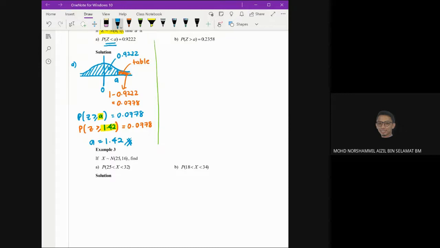Take a look at part B. As I told you before, if you want to find the value of Z, we should always go to the bell shape and spot whether our A is on the left hand side or right hand side. Z greater than means right hand side, so A will be here as well, because Z greater than A is 0.2358. Is it logical?